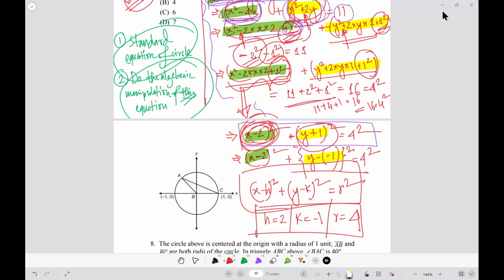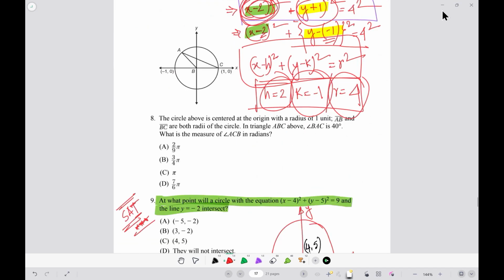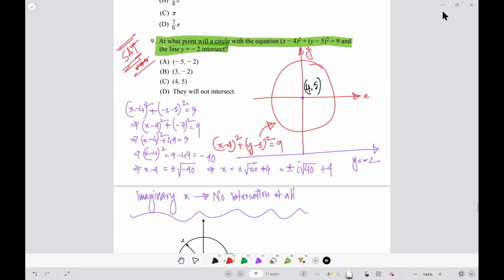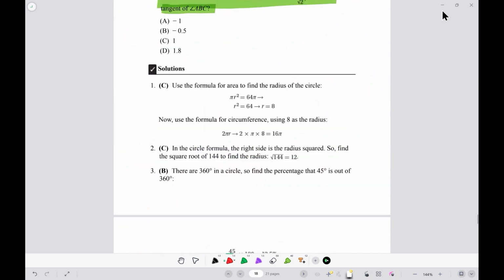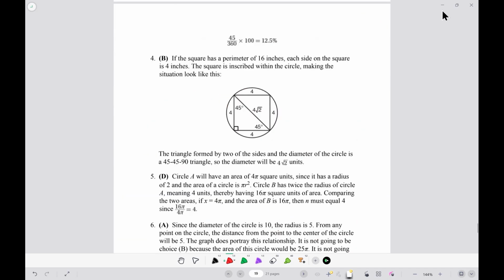Here the k is -1, and the h is equal to 2. So from this standard equation you can write h equals 2, k equals -1, and r equals 4. This is going to appear in the test. The last problem of this chapter is next, and the rest will be your homework.